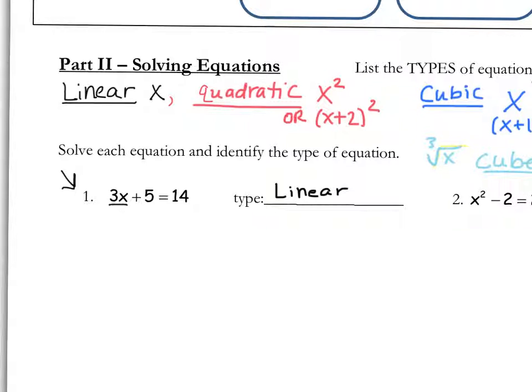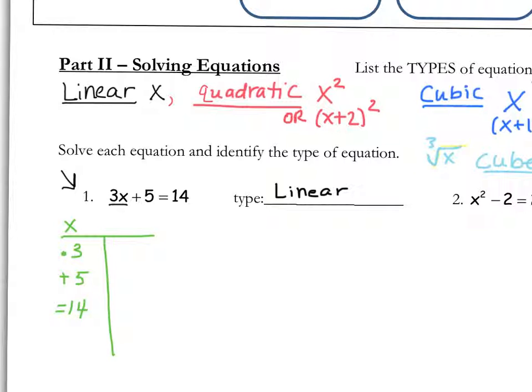I want you guys to practice using the chart. So when I set up my chart, I make my t-chart so I have my left side and my right side. I'm just going to go through what's happening to x and in what order. So what's happening to x? First we're multiplying by 3, then we're adding 5, and that is going to equal 14.